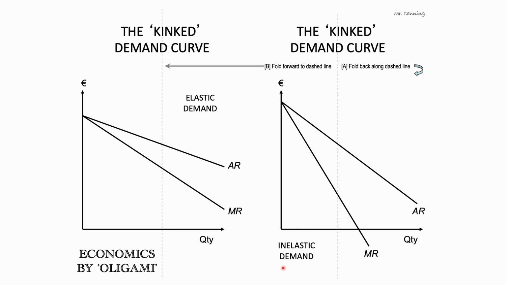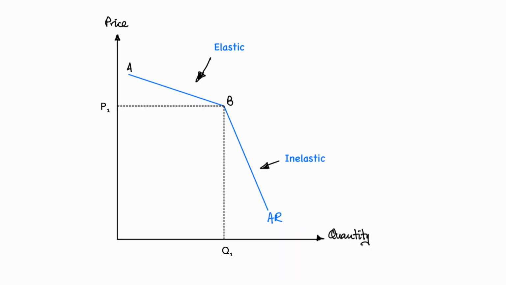The one on the right is relatively inelastic, meaning a proportional change in quantity demanded is less than the corresponding proportional change in price. If you had this sheet in front of you and you folded it according to the instructions, you would get a new demand curve that looks like this.